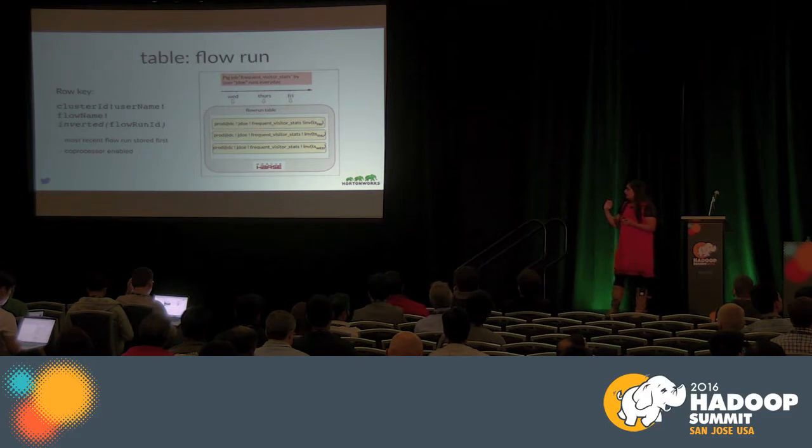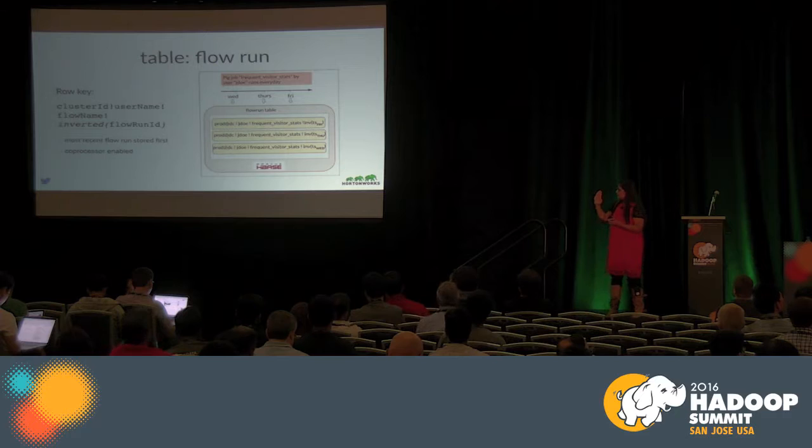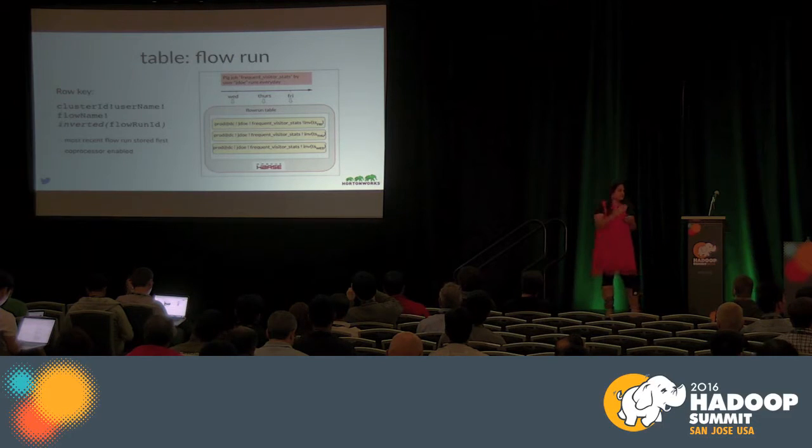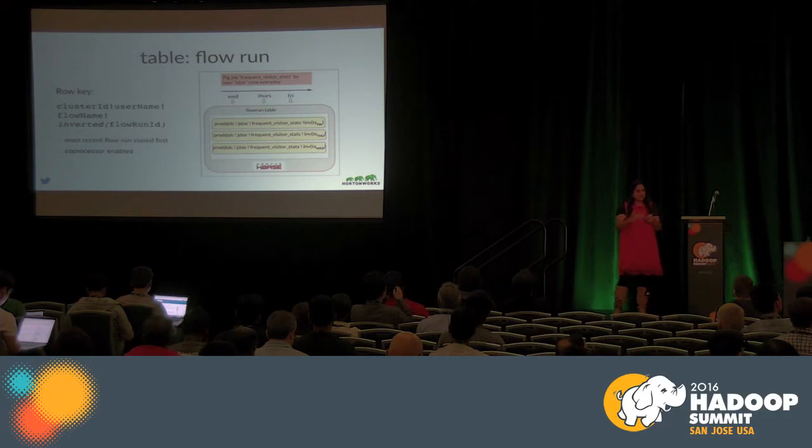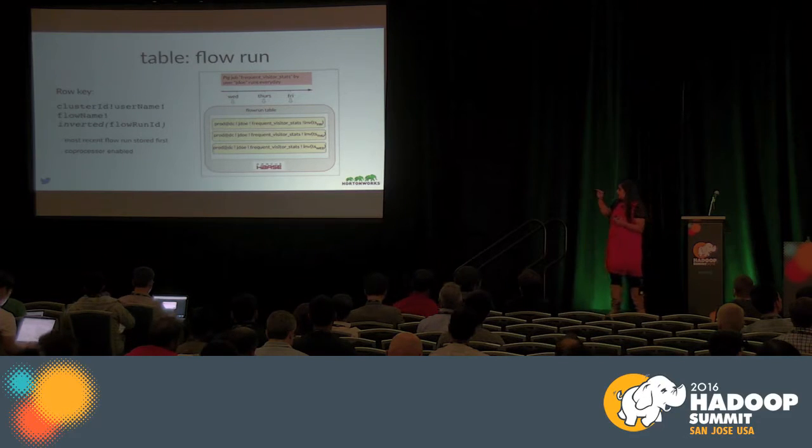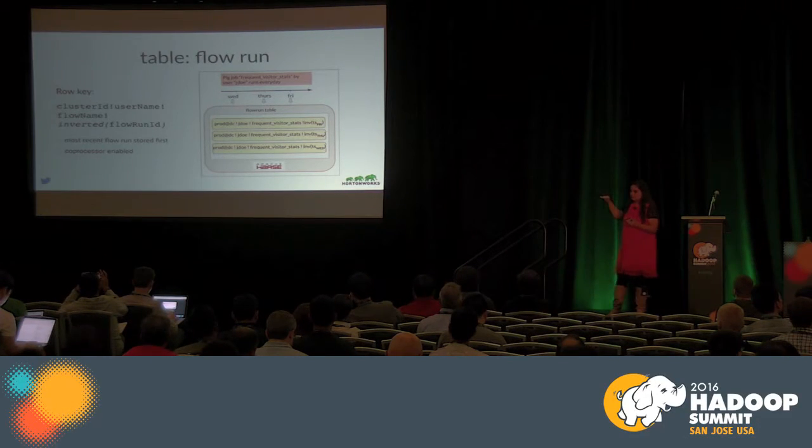The row keys here are arranged as cluster, user, flow name, and inverted flow run ID. The exclamation mark is just a separator between the different row key components. Since HBase stores information in lexicographically sorted order, we use that to our advantage, and we invert the flow run ID. So the latest flow run will be stored first, because most of the time you're interested in the last n runs of a particular job.